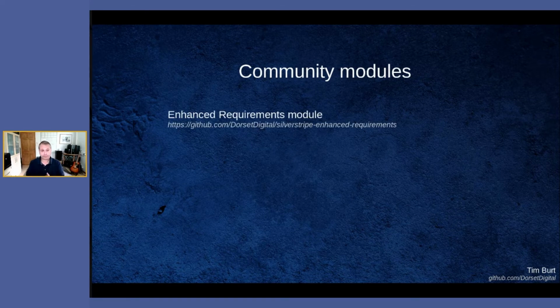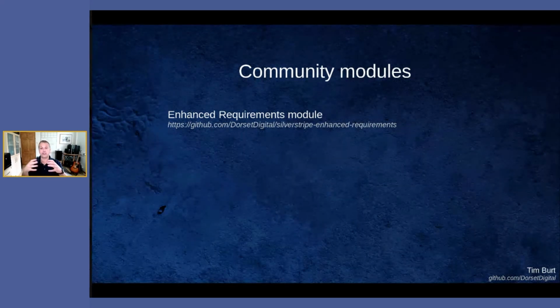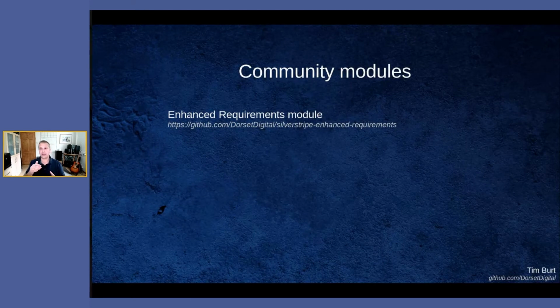The first one is an enhanced requirements module. It's one of mine. I wrote it to add some extra functionality to the standard requirements system in Silverstripe, and that adds some interesting things such as preloading tags, HTTP2 headers, and the ability to inline resource content. And again, I've got some examples of where you can use those things a little bit later on.